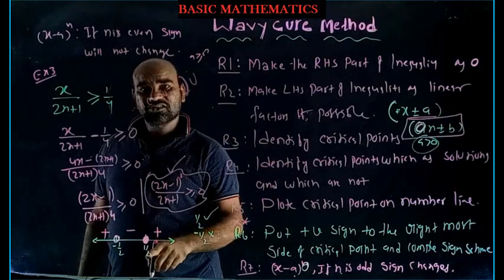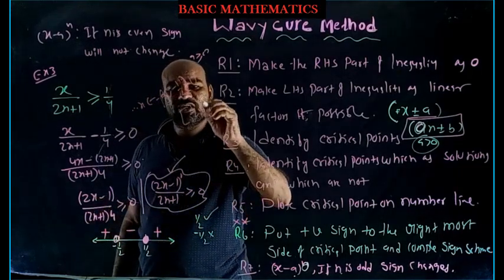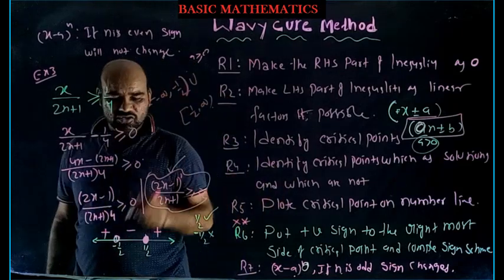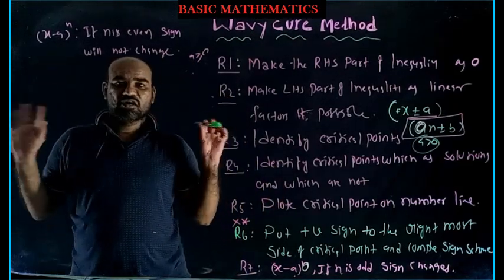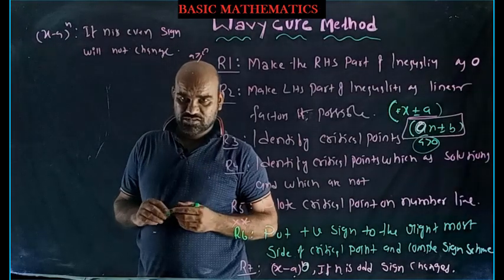Union. 1 by 2 is there, solution: closed 1 by 2, open infinity. This is the solution for this problem. Okay, students, now I am finalizing the wavy curve method.